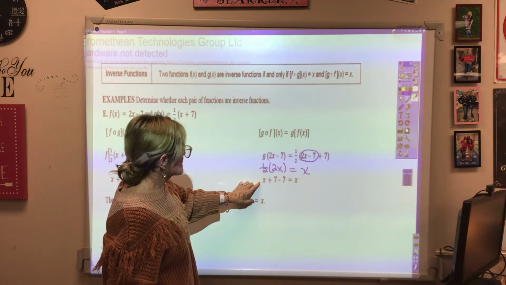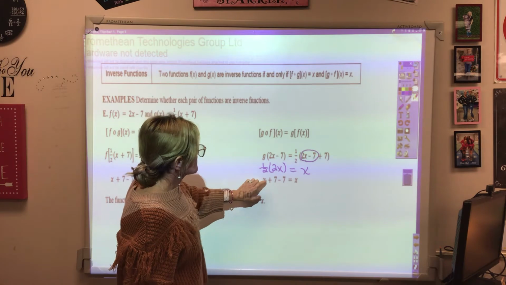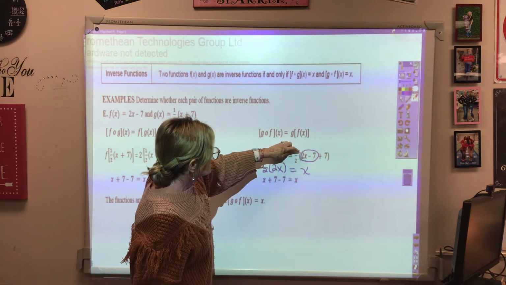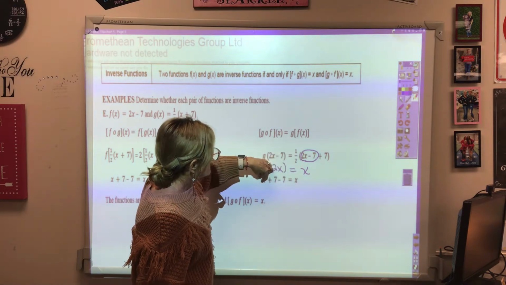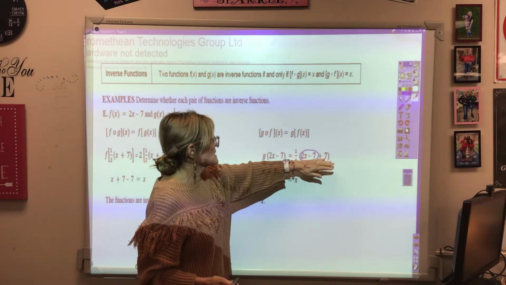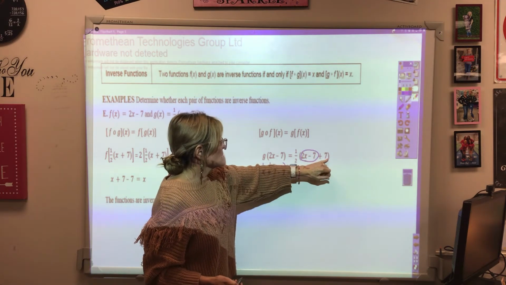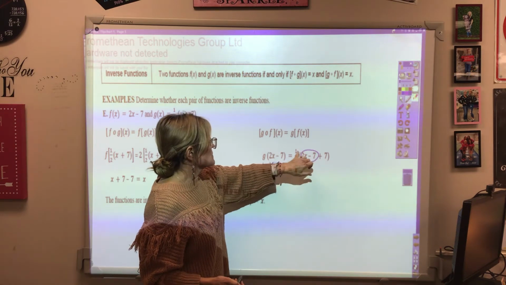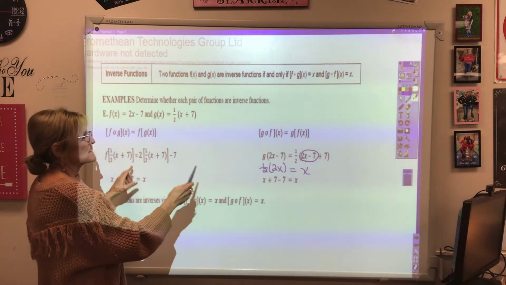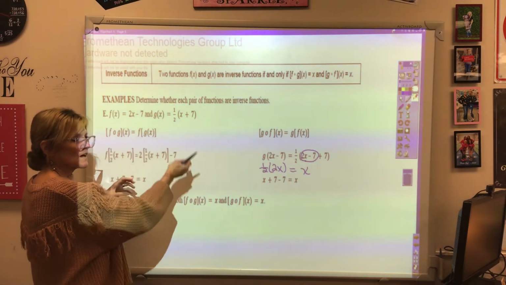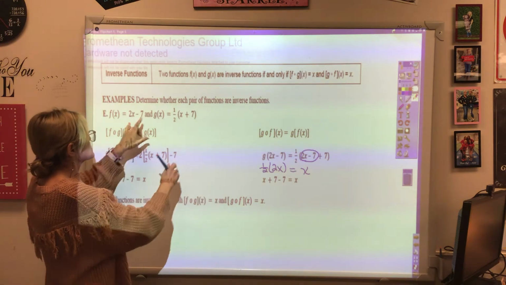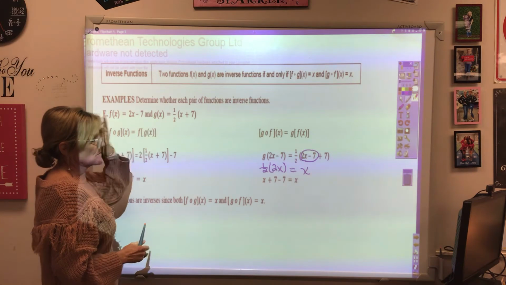And here, I think all they did was multiply the 1/2 times the 2x to get x, and then you had a plus 7 and a minus 7. But I think my way might be a little easier. If you just look at it here, you have a negative 7 plus 7, which zeroes out. So you'd have 1/2 times 2x, which equals x. Notice how both times when we inputted one function into the other, the output both times was x. That tells us that the two functions are inverses of each other.